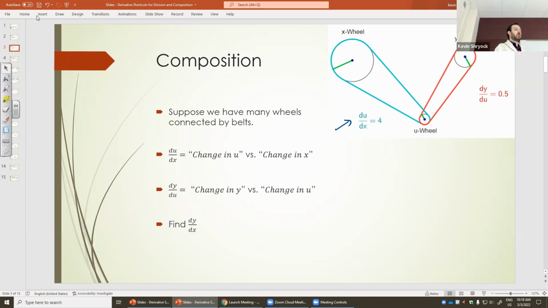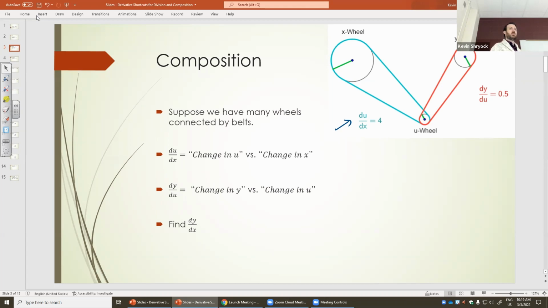Okay, cool. Now I've also got another wheel. We've got this Y wheel, and I've got a belt connecting them. The Y wheel I've made a little bit bigger. Specifically, I've made it twice as big as the U wheel. So the U wheel has to spin 2 times to cause the Y wheel to spin once. Now the question I have for all of you is, if I spin that X wheel 1 time, how many times does the Y wheel spin?